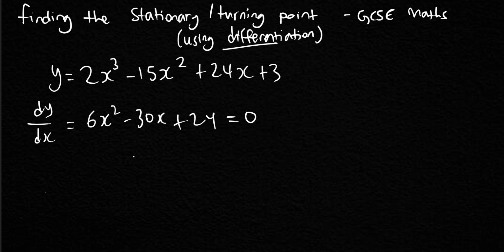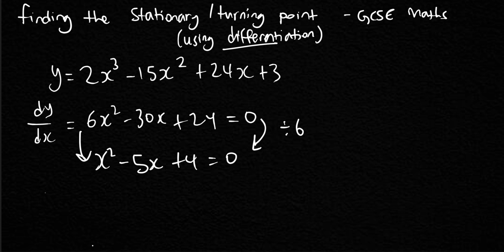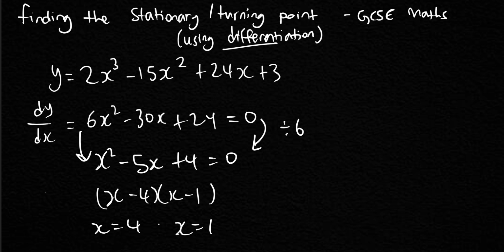Then we can factorize this. First of all, let's simplify it. We can divide both sides by 6. That gives us x squared minus 5x plus 4, and 0 divided by 6 is just 0. Factorizing this quadratic, what numbers multiply to make 4 and add to make negative 5? Negative 4 and negative 1 multiply to make 4 and add to make negative 5. That's the equation factorized, and so the values of x are either x equals 4 or x equals 1.